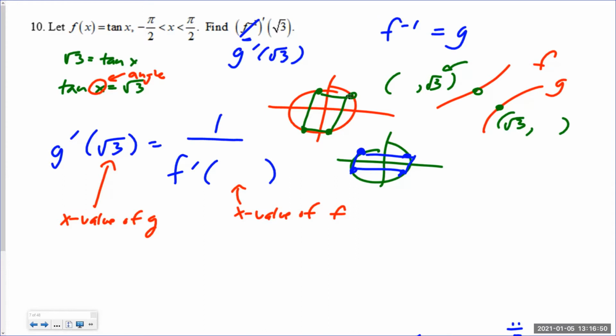So this is square root of 3. All these points are square root of 3. And so, guys, I want positive square root of 3 though. So if you think about tangent, which quadrants will give me positive?